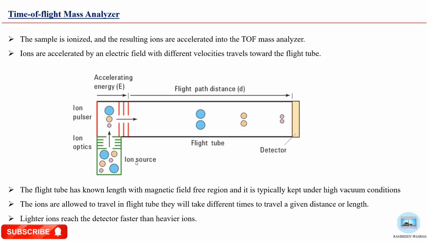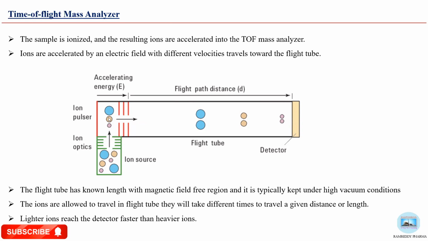When the ions are allowed to pass through this tube, after the ions come from the ionization source and enter this mass analyzer, a magnetic field free region will be there. This is called the flight tube.